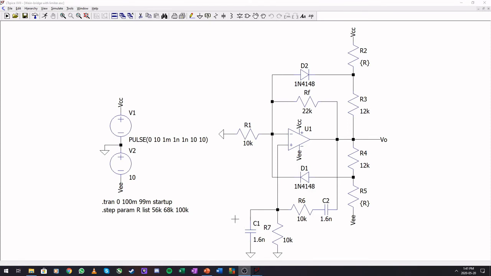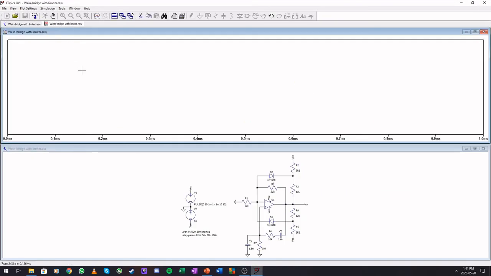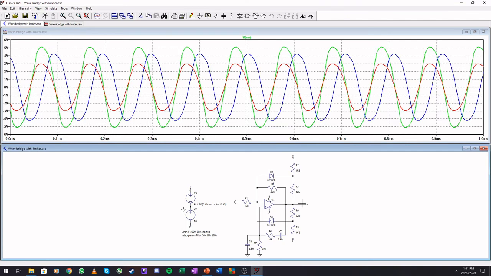So here I have a Wien-bridge set up. The only resistors that change are R2 and R5. So 22K, 12K, our oscillations will start, and let's see if our limiter kicks in at the right value. So that is 5 volts, 4 volts, and 3 volts. Let's run this. And where is our outputs? 3 volts, 4 volts, and 5 volts. So our limiter is working perfectly.